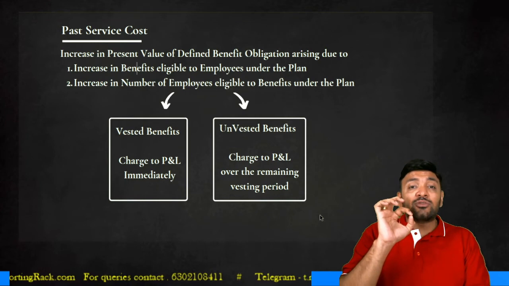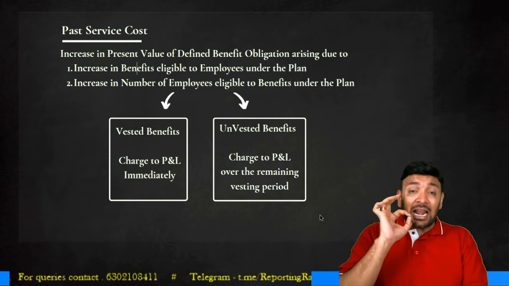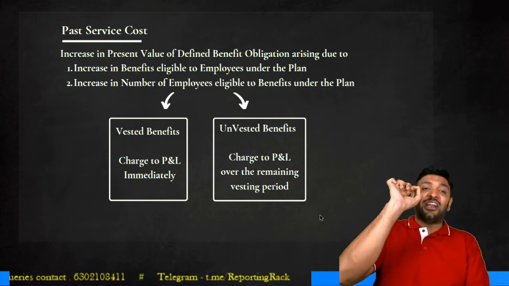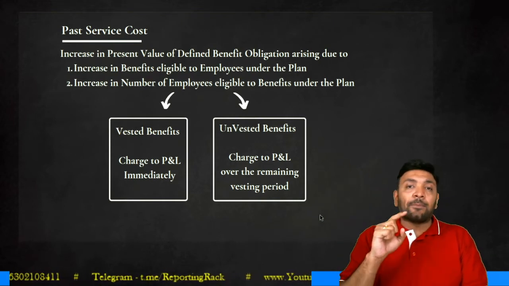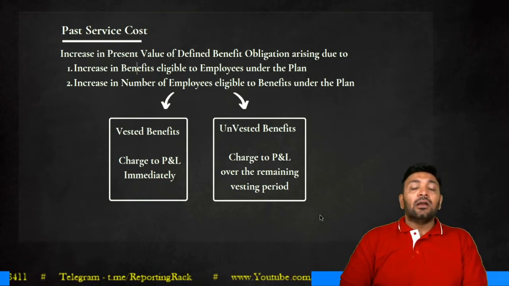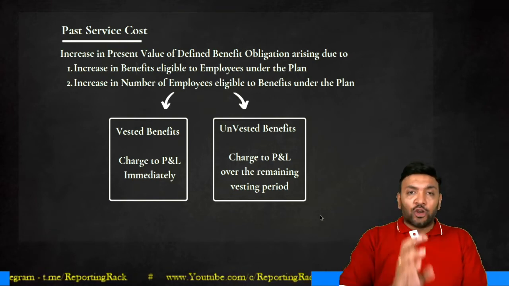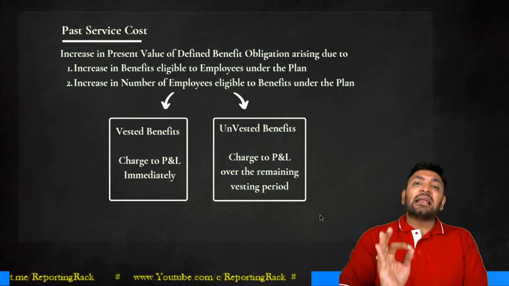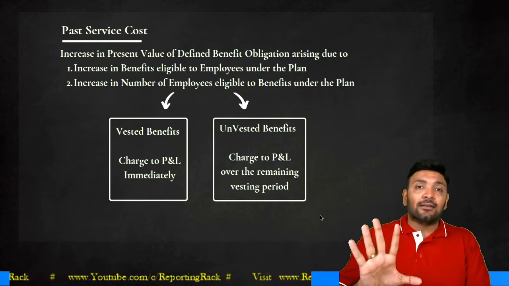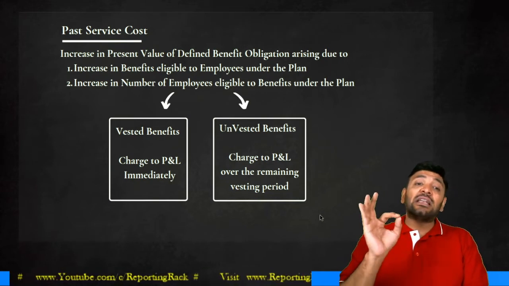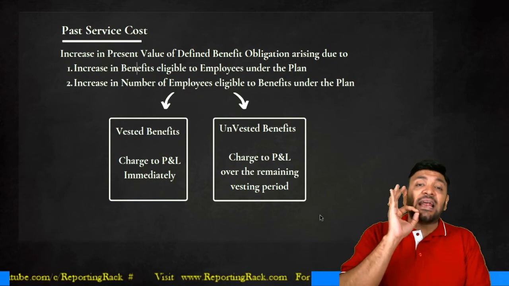Therefore, such items or such plans are called as unvested plans. If the benefits under the plan are unvested, then the increase in the present value should be charged to P&L or should be debited to P&L over the remaining vesting period, in the example, 3 more years. Let's say the modification was done in year 5 itself. Year 5, the benefits under the plan are due. On that day, I did a modification and there is an increase in the obligation value. Then what you do? Then these benefits payable under the plan are already vested. They are already due. In such case, whatever is the increase in the past service cost or whatever is the increase in the present value of obligation should be directly charged to P&L.